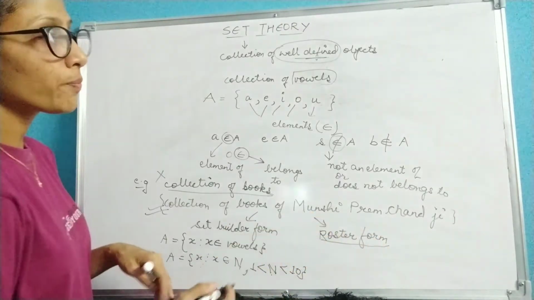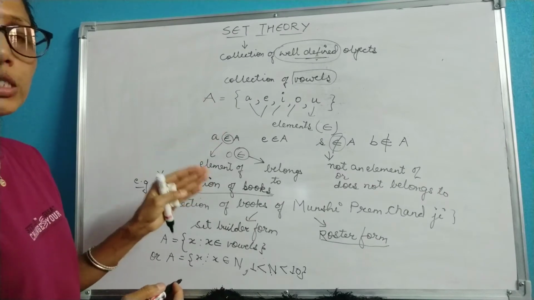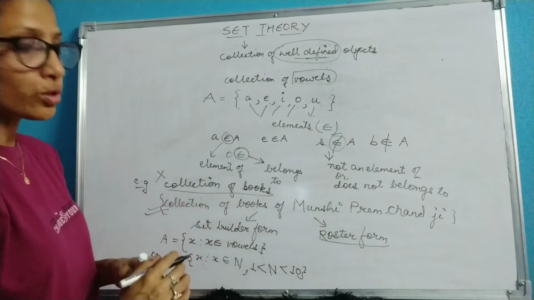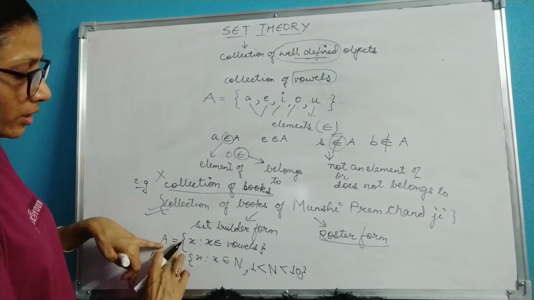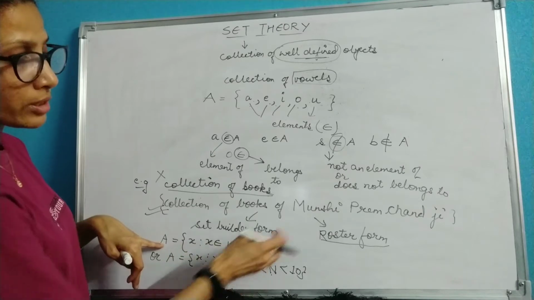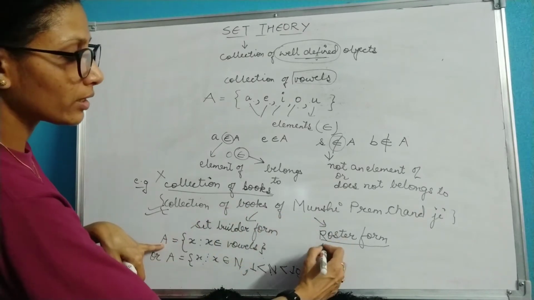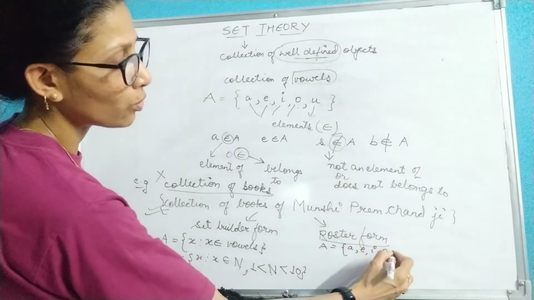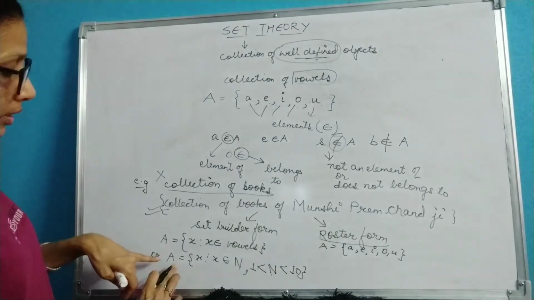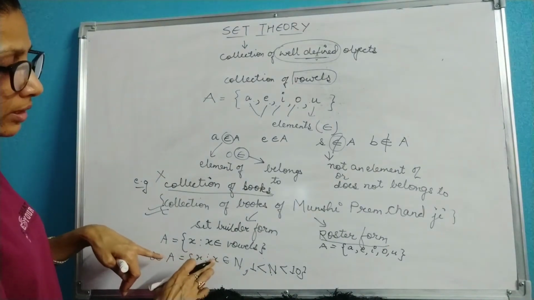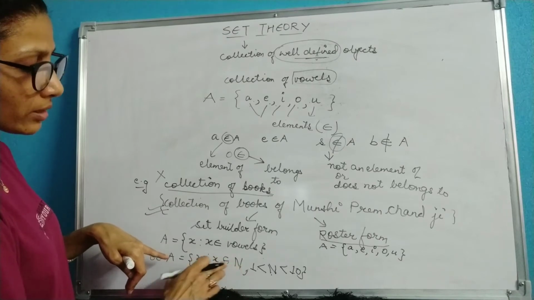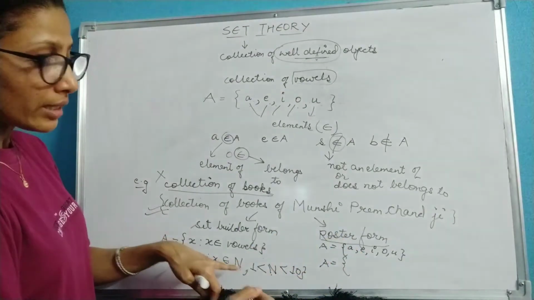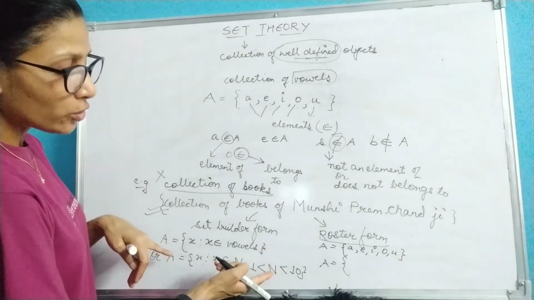Now what is this roster form? In this form, if you are separating your elements by commas and writing them in the braces, then it is roster form. Say first of all I have written here A is equal to {x such that x belongs to vowels}. If I want to write it in roster form, then I can write it as A equal to {a, e, i, o, u}. So this is your roster form. Here it is written A equal to {x such that x belongs to N}, or x is an element of capital N. That means if I want to write this set, then I can write, it is specified, N should be greater than 1.